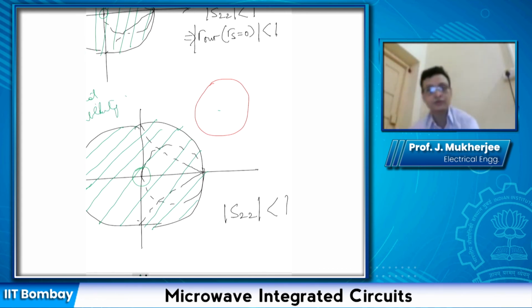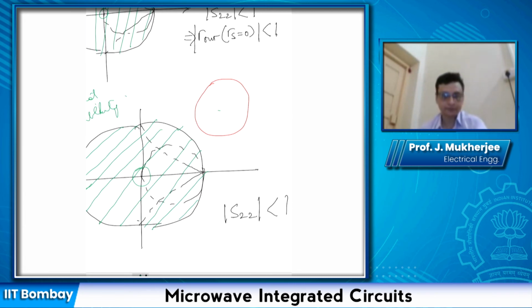Similarly, if for the output stability circle we also find a similar case, that for all values of gamma L the system is stable, then it represents unconditional stability for gamma L. And so if both the conditions hold, that is, the system is unconditionally stable for all values of gamma S and also for all values of gamma L, then the system is unconditionally stable. That's it.